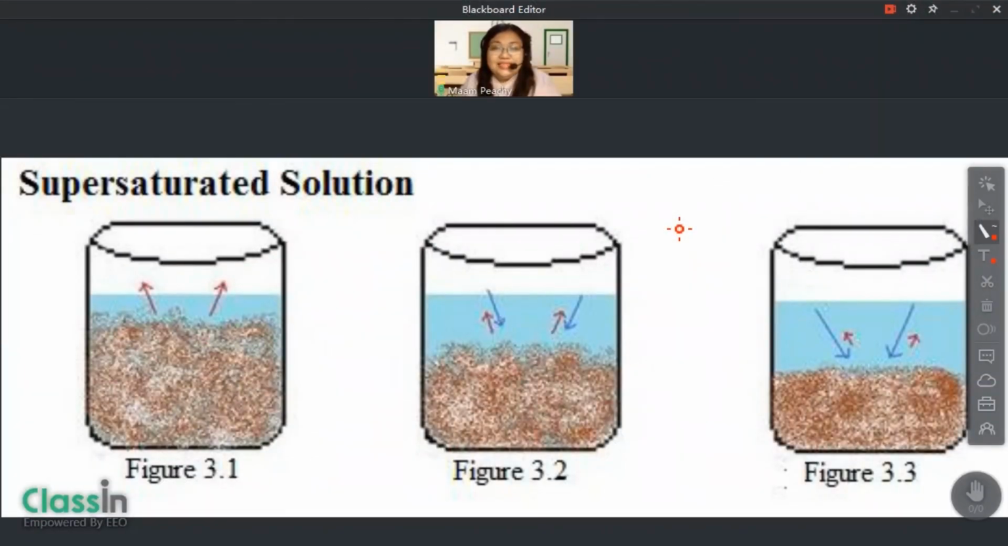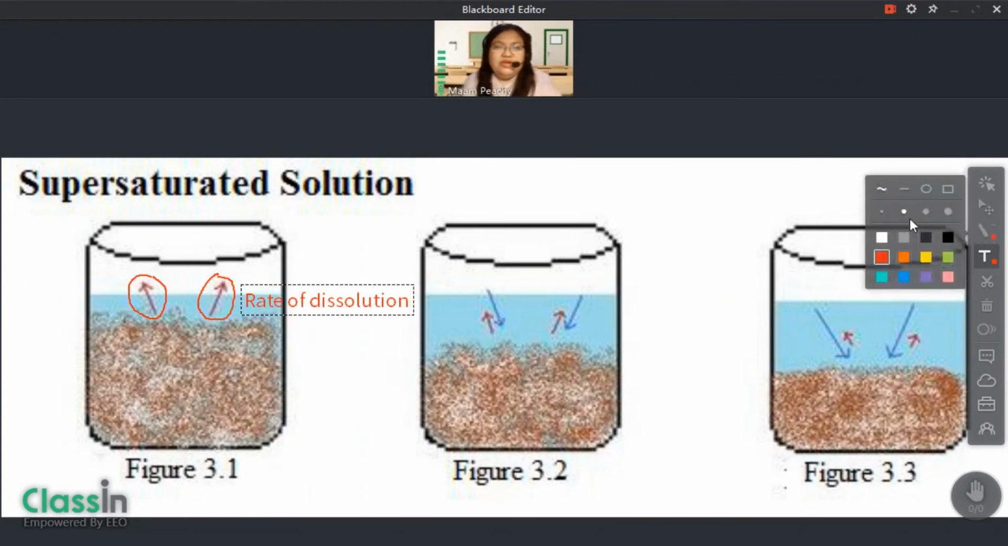The last illustration is an example of a supersaturated solution. There is still a constant amount of water present in all of the beakers. In figure 3.1, we can see that there is a greater amount of solute compared to the saturated solution. There are still the red arrows present, which signify the rate of dissolution.